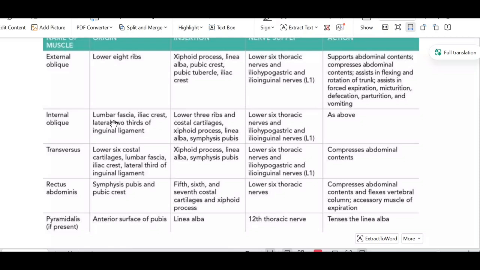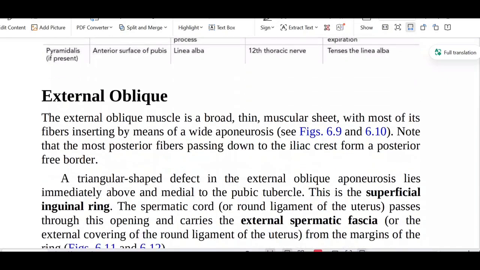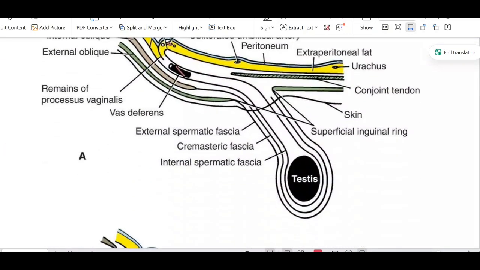Now about the insertion, its insertion is again on the xiphoid process, linea alba, that is the midline anteriorly, and on the pubic symphysis. And the nerve supply of all the three muscles is again the same, the lower 6 thoracic nerves and the L1 nerve, that are iliohypogastric and ilioinguinal nerves. And its action is that it compresses abdominal contents during the movement of the trunk. Now let's see the transversus abdominis muscle in further detail.